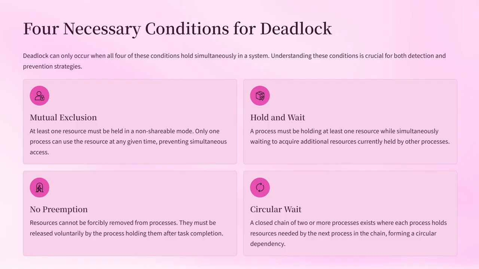Four necessary conditions for deadlock. Deadlocks don't happen randomly. They require four specific conditions to exist at the same time. Let's break them down. Mutual exclusion. At least one resource can't be shared. Only one process can use it at a time.